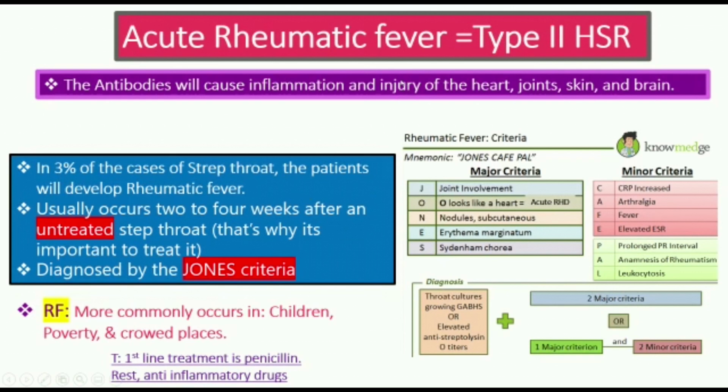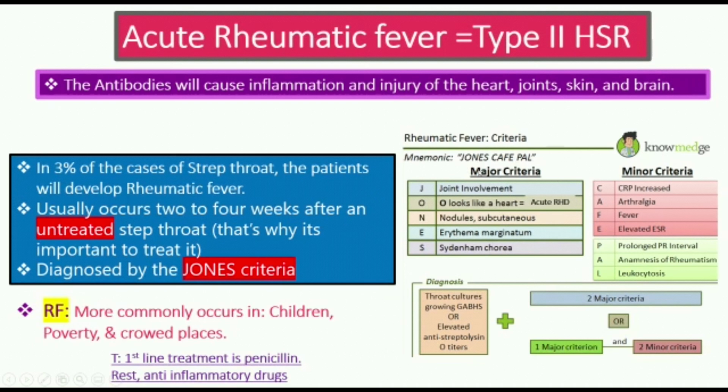So acute rheumatic fever is basically diagnosed by the Jones criteria, in which you need to have a throat culture growing group A beta hemolytic strep or an elevated ASO titer that we talked about before, plus two of the major criteria, or one of the major criteria and two of the minor criteria. You can memorize the major criteria by JONES.